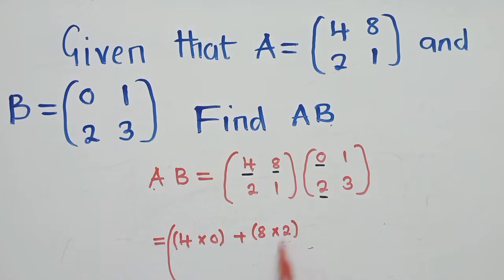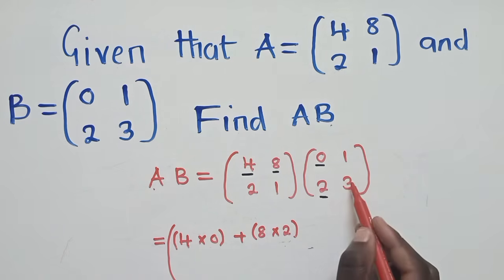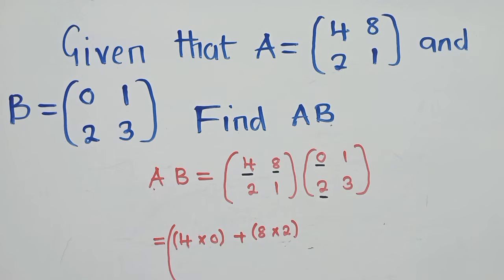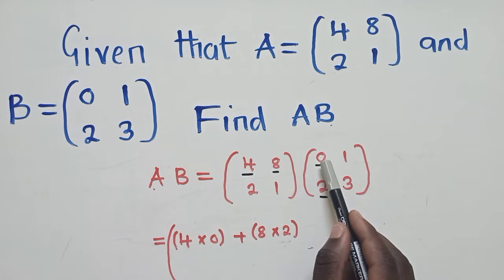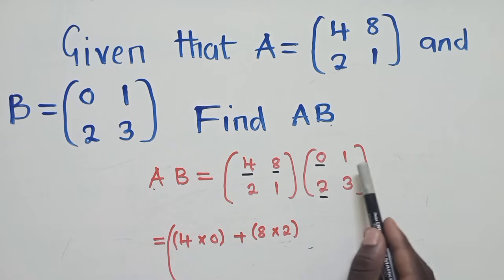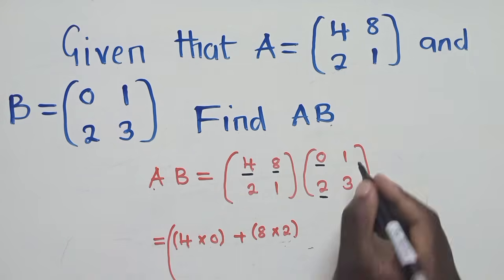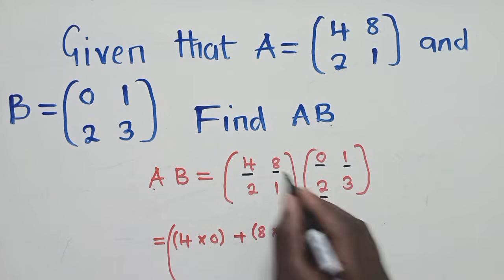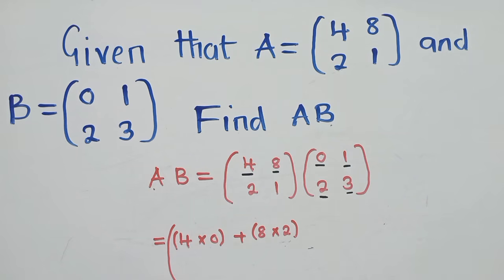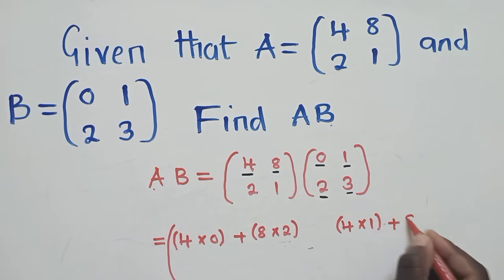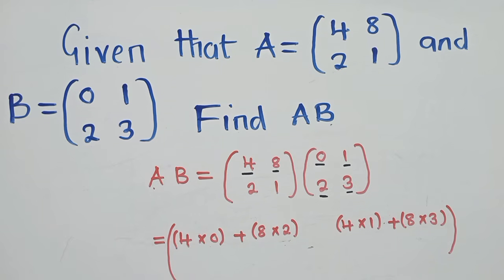Once you reach here, you have a space so that you start with the other column. Maybe the question is, at which point do we space? Immediately you finish multiplying all these, you have to space, because you're going to the next column. So this is this, and 8 will move with 3. So that will be 4 times 1, then plus 8 times 3. Then we close like that. I think it's straightforward, easy, and understandable.